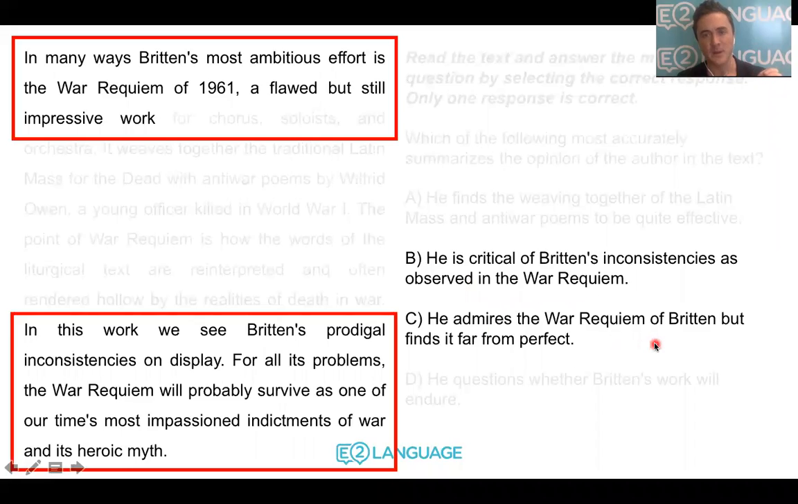Okay, I want you to answer it now. I want you to try and find the correct answer from B or C by reading these two important passages. Okay, please, I'll give you a minute, or I'll give you 30 seconds. Please type in B or C.